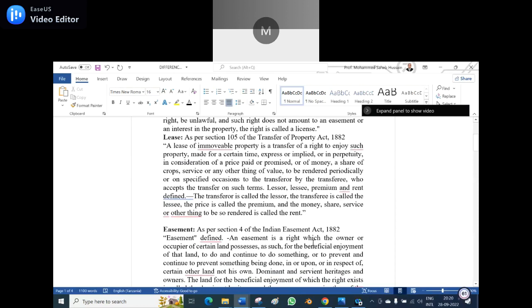So this is the way we can make out which is called the premium and which is called the money, share, services, or any other thing to be rendered, called rent. So premium is different, rent is different. Am I right? Yes, sir. Where do you make the premium?